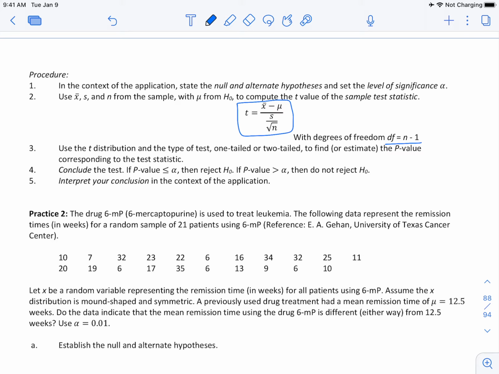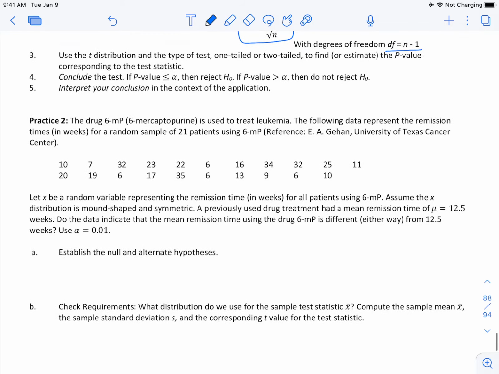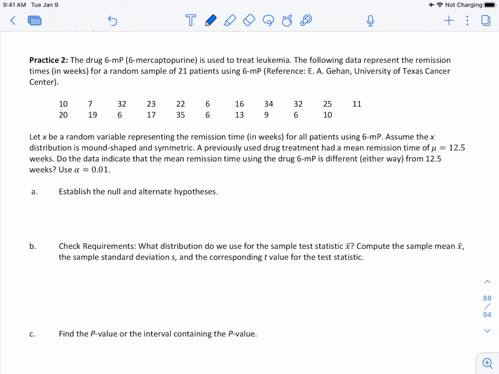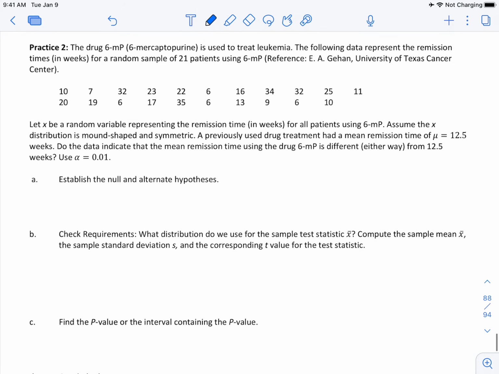So here's our second practice. The drug 6-MP is used to treat leukemia. The following data represent the remission times in weeks for a random sample of 21 patients using 6-MP. Let x be a random variable representing the remission time in weeks for all patients using 6-MP. Assume the x distribution is mound shape and symmetric. A previously used drug treatment had a mean remission time of mu equals 12.5 weeks. Do the data indicate that the mean remission time using the drug 6-MP is different either way from 12.5 weeks?